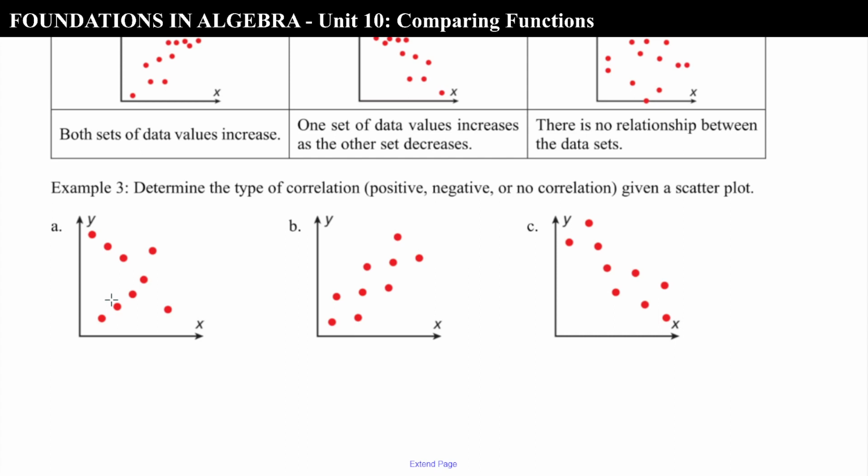So for A here, well, it's kind of hard to get a read. Here it looks like it's going up, but here it looks like it's going down, and we can't really make a good judgment call as to which one we should go with. So this one would be no correlation. For B, everything is generally heading in an upward direction, so that's positive. And in C, everything's generally heading in a downward direction, which is negative.